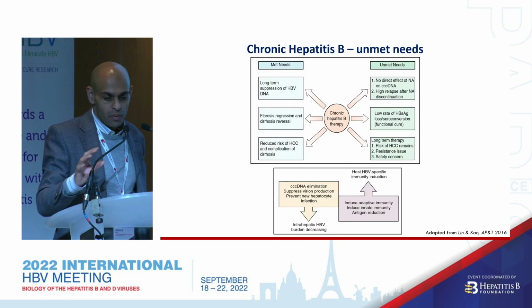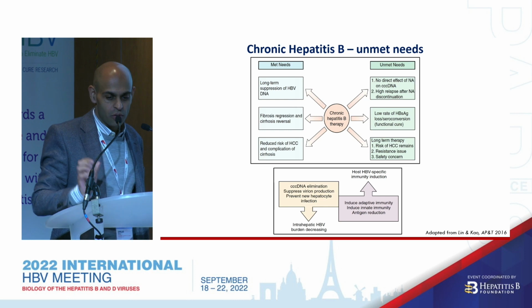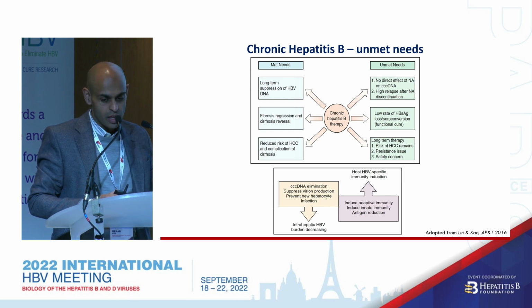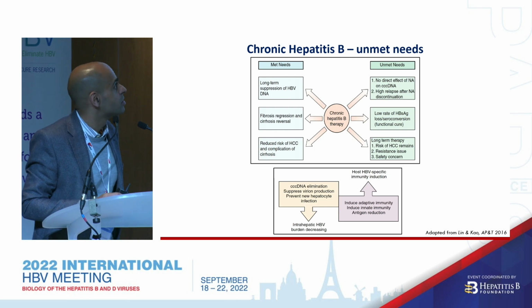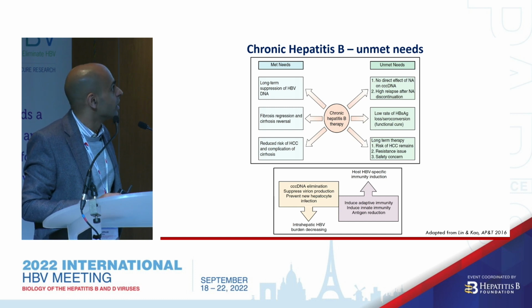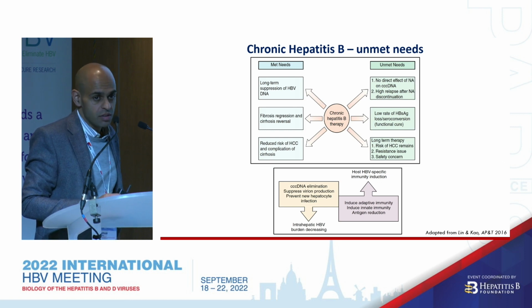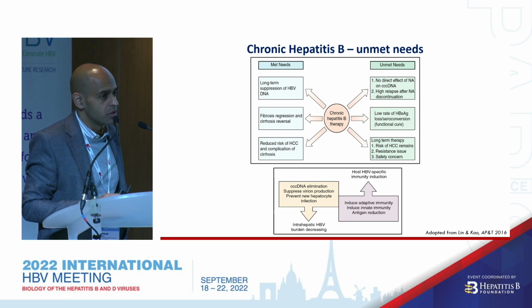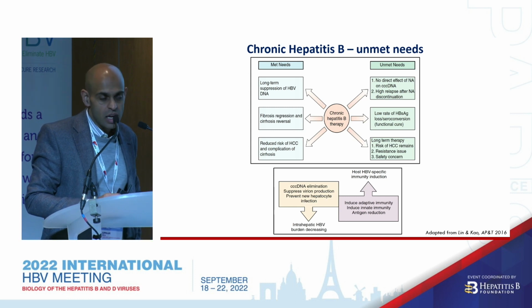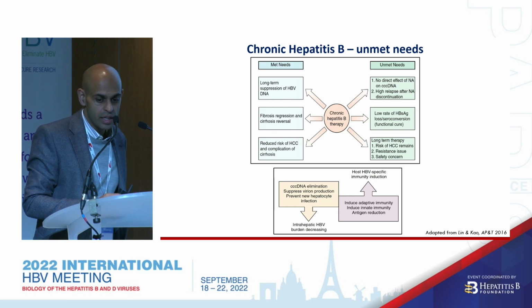So we've heard a lot about what we've already got in chronic hepatitis B and what we are trying to achieve. So we have already met some needs. We've got good antivirals that suppress HBV DNA. They may regress fibrosis and potentially halt cirrhosis and possibly even reduce the risk of HCC, but we don't know if this is true.